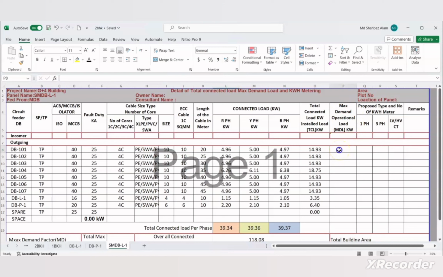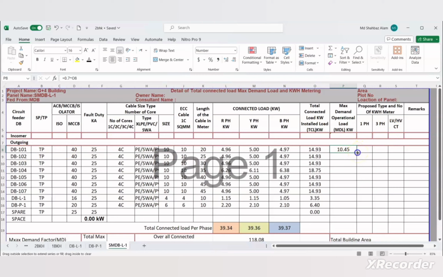So what we will do here, during discussing the SMDB designing, I told you for DB we will consider 0.7 as a maximum demand factor. So it will be 70% of the total connected load. So it will come as 10.45 kilowatt. So the total connected load on DB101 is 14.93 kilowatt, but the maximum demand load on DB101 is 10.45 kilowatt. Meaning at any instant of time, the maximum load on the DB101 will go maximum to 10.45 kilowatt.